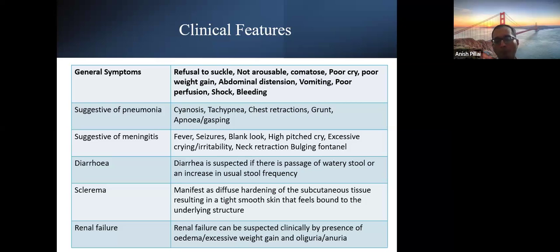When you pinch a newborn baby's skin in the neck, on the tummy, or on the chest wall, you feel that the skin can be very easily pinched because of the subcutaneous tissue. But in sclerema, the subcutaneous tissue becomes hard. That is a sign of severe sepsis, a late sign. Similarly, AKI or acute kidney injury and renal failure are signs that there has been multi-organ damage. The child stops passing urine, there is edema, excessive weight gain, oliguria, and raised urea.